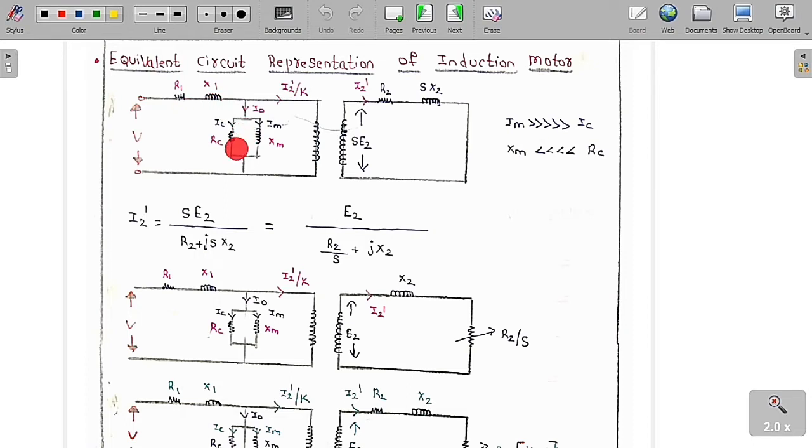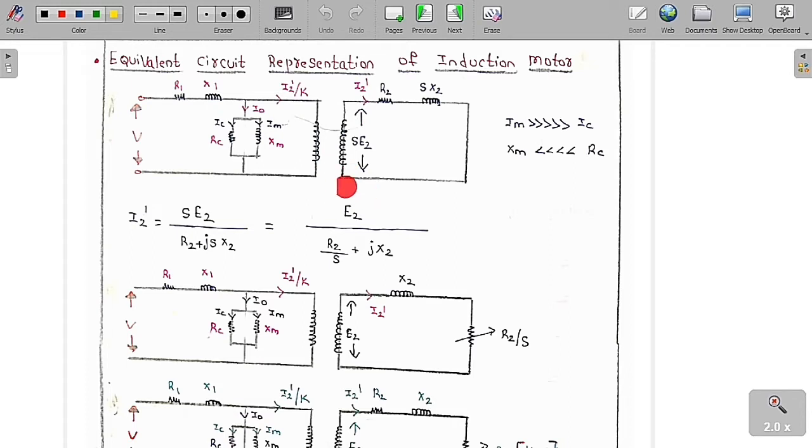So R1, X1, and this is the core loss resistance and the core loss reactance, and this is called the rotor circuit. So this is the stator circuit and this is the rotor circuit per phase diagram. See R1, X1, this is RC and this is XM, this is IC and this is IM and this is I0. So this is the secondary winding. Here it is S into E2, the EMF induced in the rotor, and this is R2 and this is S into X2. I have already told this one. This is S into E2, this is R2 and SX2, and the current here is I2 dash.